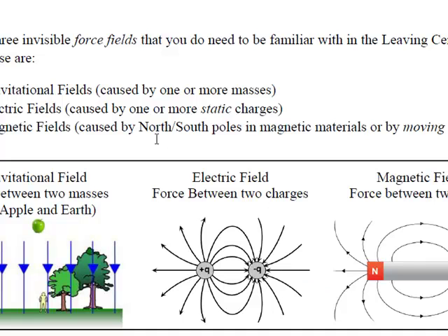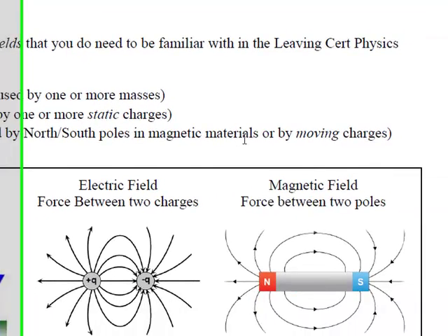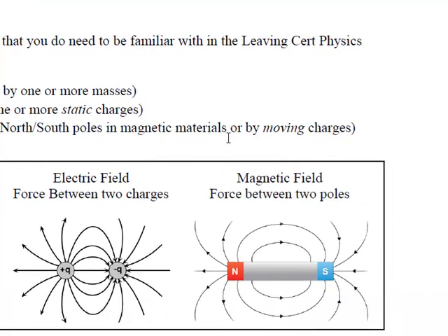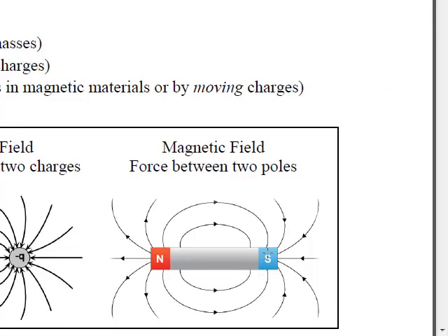And the last one I want to look at is the magnetic field. And the magnetic field is caused by north-south poles in magnetic materials, or also by moving charges. So we see, again, very similar to the electric field, here, the field between a north and a south pole, but caused by different phenomena.